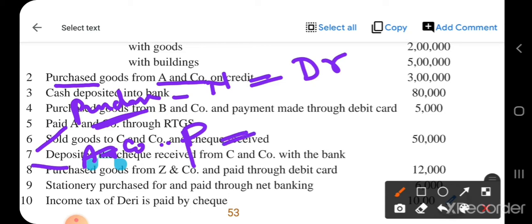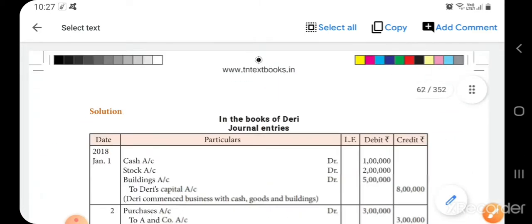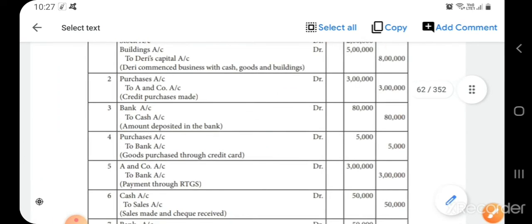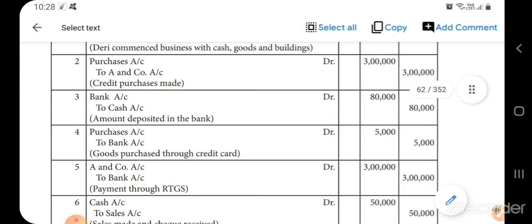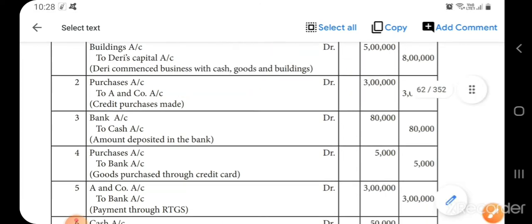Purchase is an expense, so debit all expenses and losses. And A&N Company personal account, what is the rule? Debit the receiver, credit the giver. Here A&N Company is giving the goods, so A&N Company is a giver, so you credit the giver. What is the entry now? Purchase account debit to A&N Company's account. Okay, see here, purchase account debit to A&N Company's account 3 lakh.